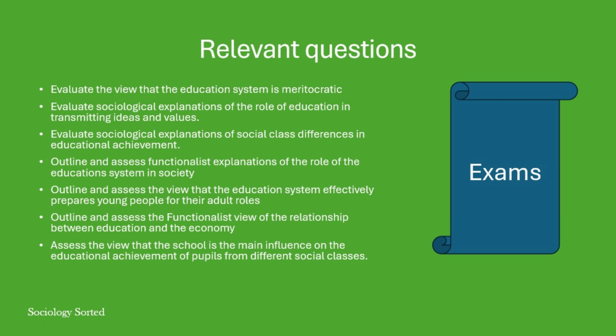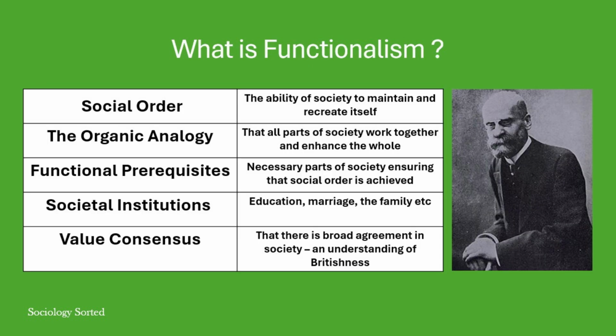Some of these are fairly apparent, such as the 2012 OCR question, outline and assess functionalist explanations of the role of the education system in society. But you also get questions where the need to use functionalist ideas is a touch more hidden. If you have a look at the top two questions from AQA on this slide, this is apparent. Although to most students, the idea that the education system is meritocratic would seem fairly obviously relating to functionalism, you can see it's a little harder to see, and then the question afterwards, about transmitting ideas and values, is a bit more obscure again.